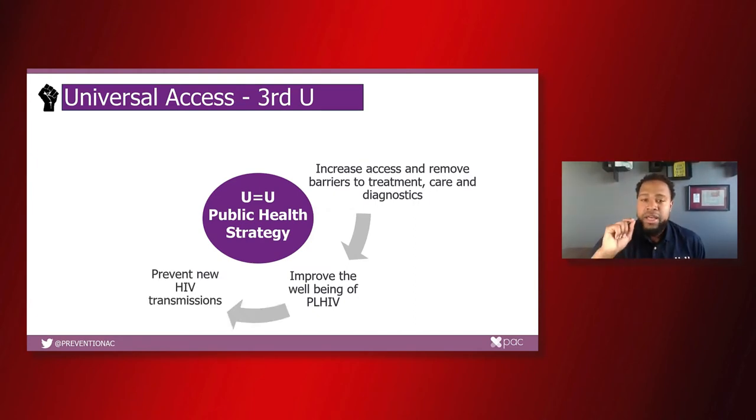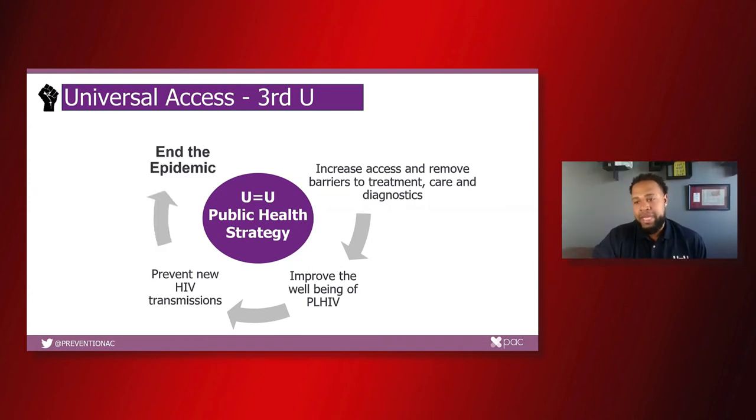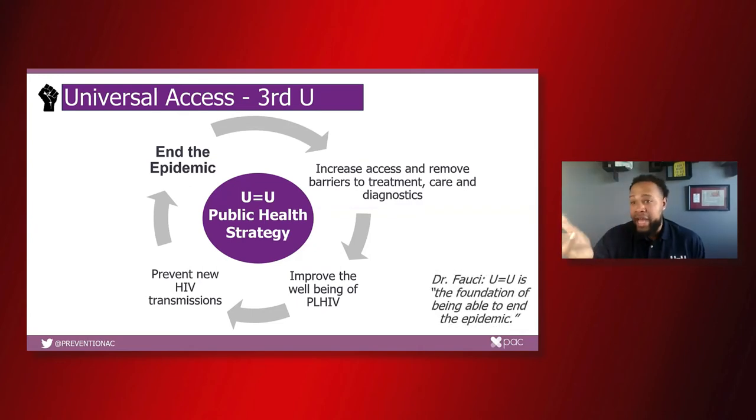If we can improve the well-being of people living with HIV by helping them to reach undetectable status, then we prevent new HIV transmissions, period. And that's going to take us to ending the epidemic. Dr. Fauci said it best, it's the foundation of ending the epidemic. So if we can get here and we can provide more resources and folks can have access to better housing, food, jobs, transportation, and so forth, then those are less worries. Then now they can focus on becoming the best version of themselves as they can and adhere to their medications and so forth, which again, is going to help us in the epidemic. Next slide, Kim.